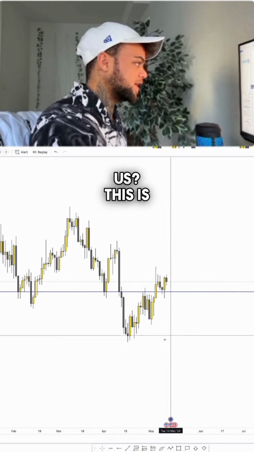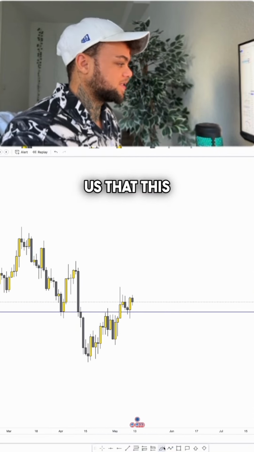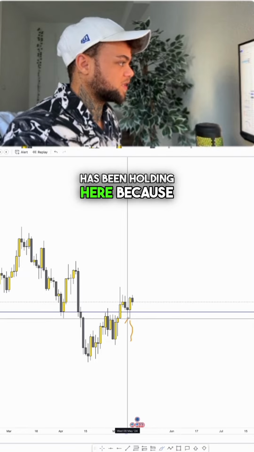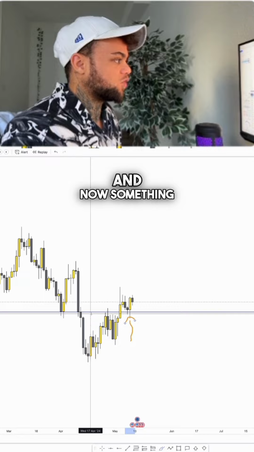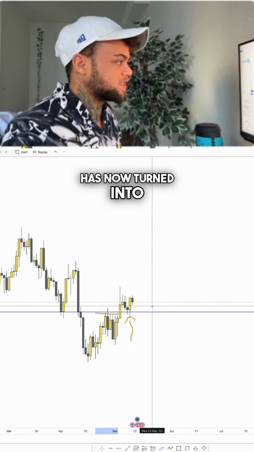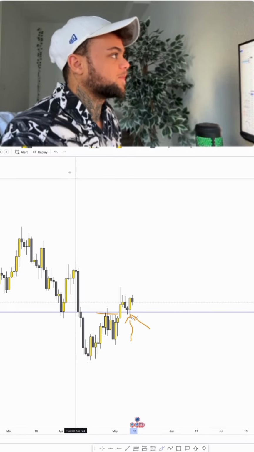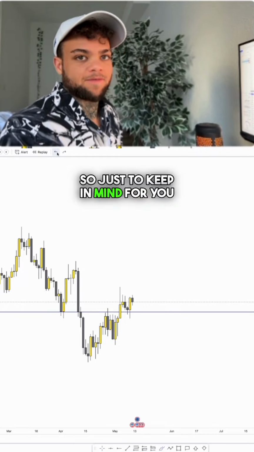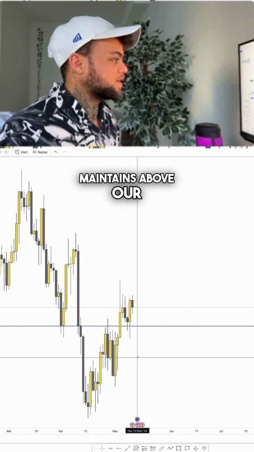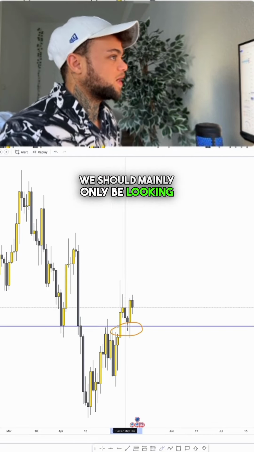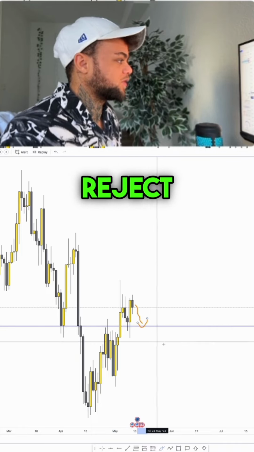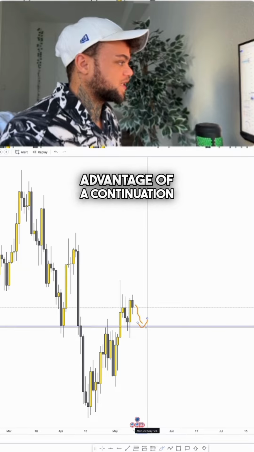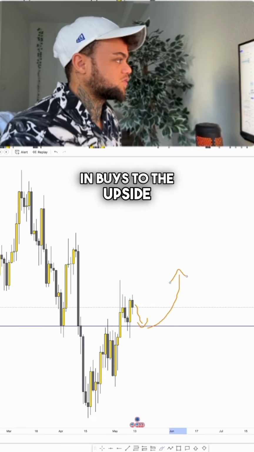So what is this telling us? This is telling us that this support has been holding here because we came back above and rejected already and respected, and now something that once was a resistance has now turned into a support. So just to keep in mind for you, as long as price maintains above our support, we should mainly only be looking for buys, especially if price should come back down, retest this support and reject it once more. Here's where you want to take advantage of a continuation in buys to the upside.